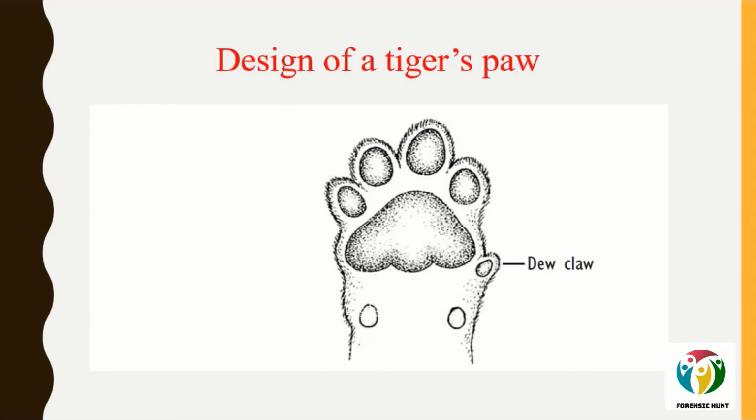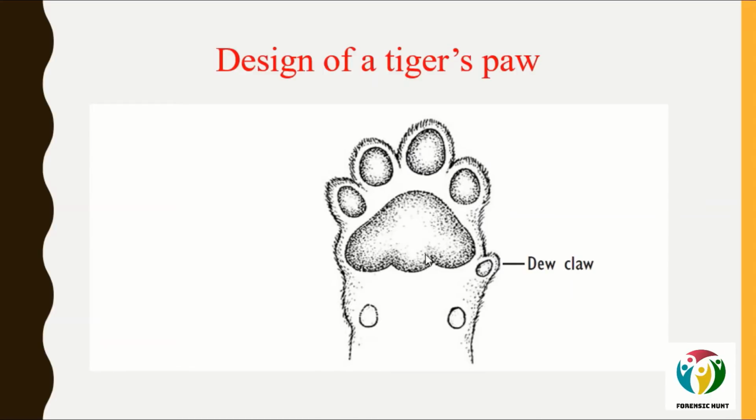And this dew claw is retractable, that is, it can come in and out based upon stimuli, and it forms a part of the tiger's weaponry, that is, the tiger uses it as a weapon. Generally the dew claw does not touch the ground.